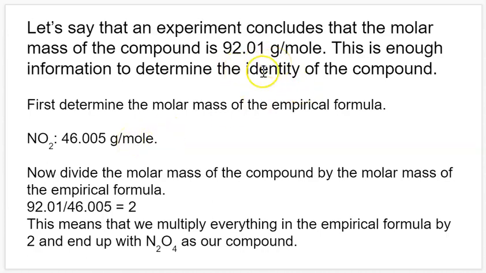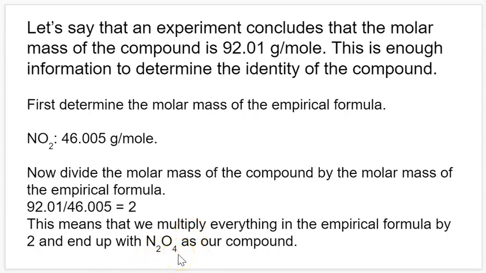So in order to figure out what the actual identity of the compound is, we're going to take the mass of the unknown and divide it by the empirical formula mass. So we have 92.01 divided by 46.005, and we end up with a value of 2, which means that the actual formula of the substance is going to be 2 times what we found in the empirical formula. And then we'd find out that our actual substance that we're analyzing was N2O4.